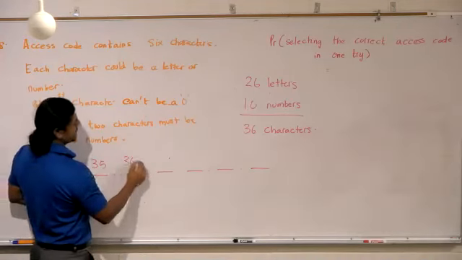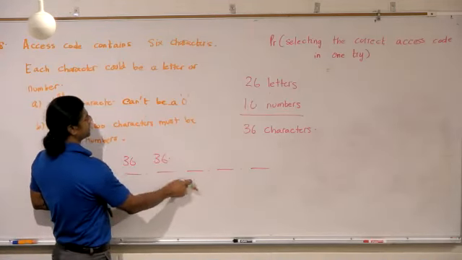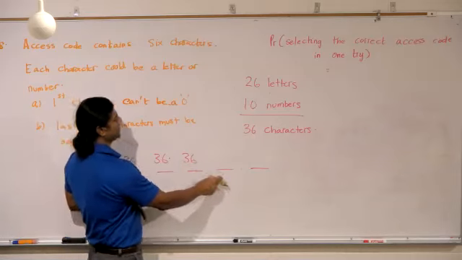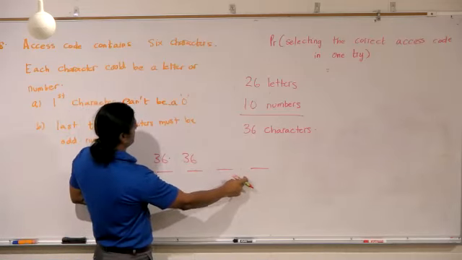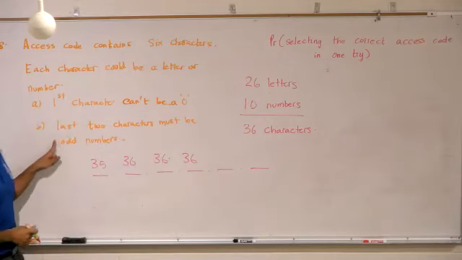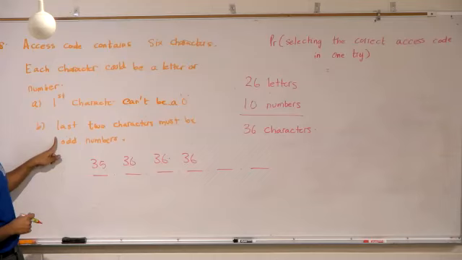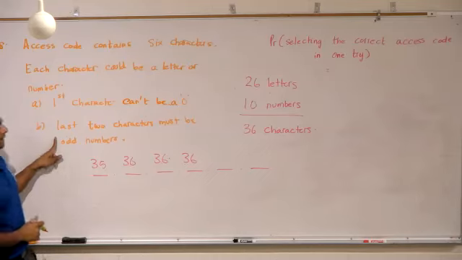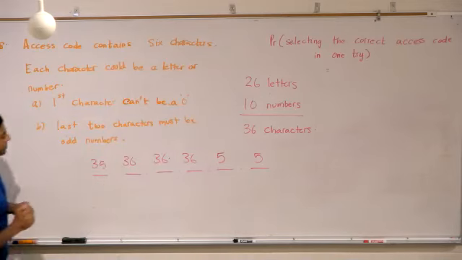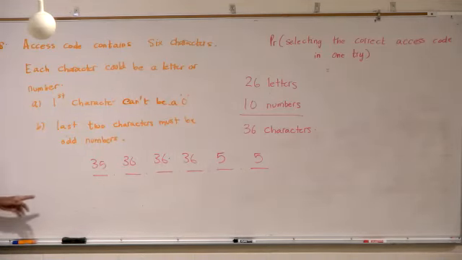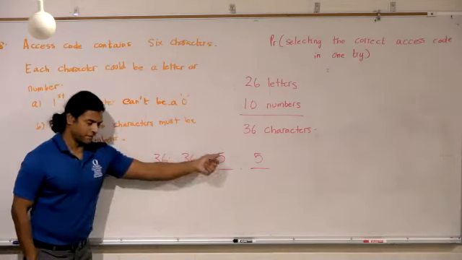What about the next one? 36. Next one? 36. Next one? 36. Next one? 31. It has to be an odd number. The last 2 characters must be odd numbers. So they have to be odd and they have to be numbers. That would be 1, 3, 5, 7, and 9.